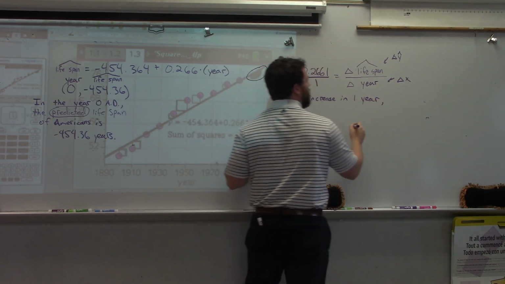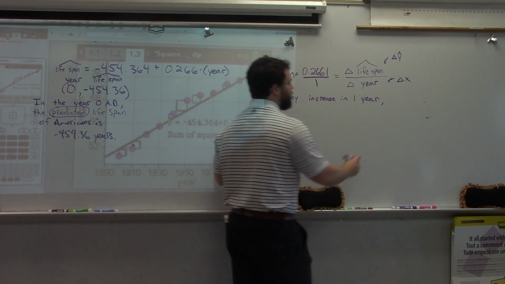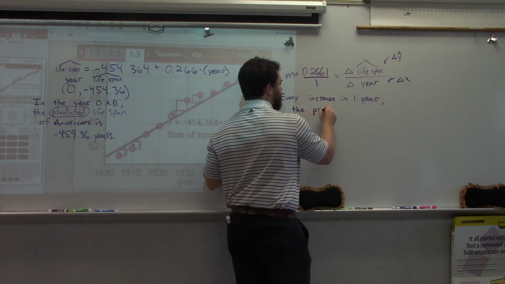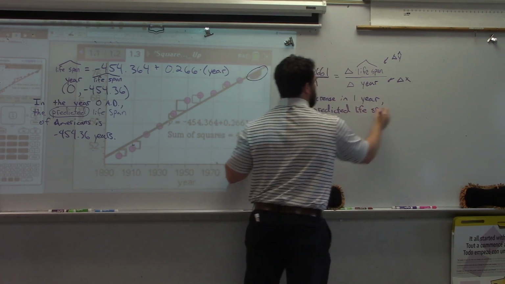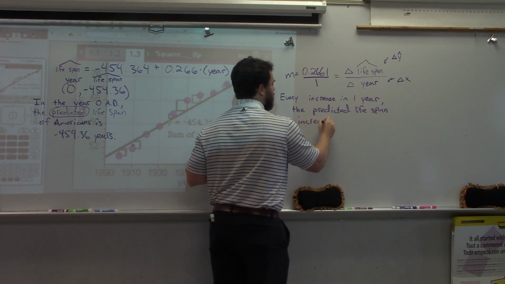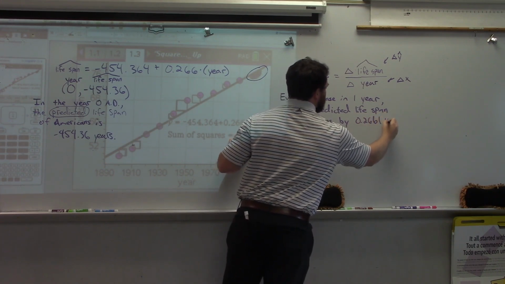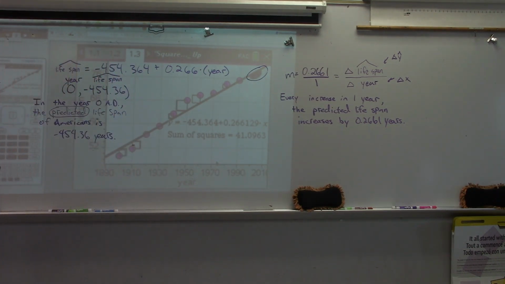This is interpreting the slope. So every increase in 1 year, the predicted lifespan increases by 0.2661 years. Every increase in 1 year, the predicted lifespan increases by that many years.